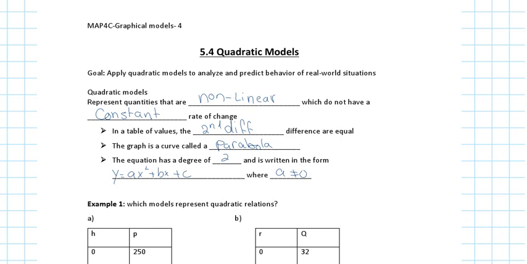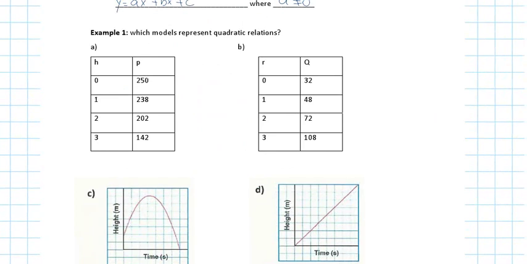All right, so when I'm looking at a table of values, I'm going to test to see my first difference. If my first difference is not constant, then I look at the second difference. If the second difference is constant, that means it's quadratic. And then in the equation, I'm looking for a degree 2. This is easy because you've seen it before, all right? So in this case, what do I have to do? Because I have a table of values, which model represents a quadratic relation? What do you think?